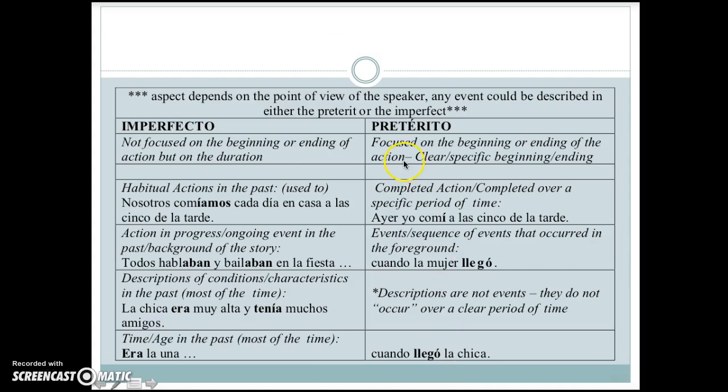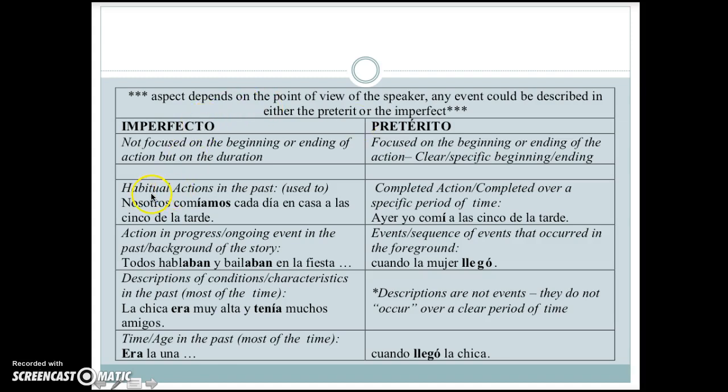In this chart, we'll see all the different uses of the imperfect and the preterite. Remember that aspect, which is this difference here, which one you use depends on the point of view of the speaker, and really any event could be described in either the preterite or the imperfect, depending on the context. So again, the imperfect is not focused on the beginning or ending of an action, but on the duration, versus the preterite, which is focused on the beginning or ending of an action.